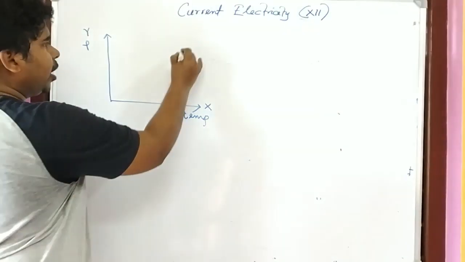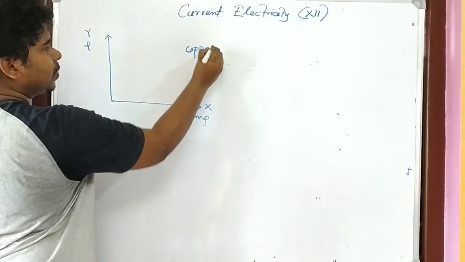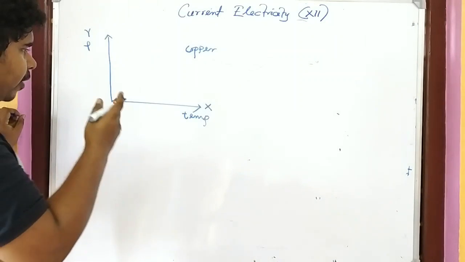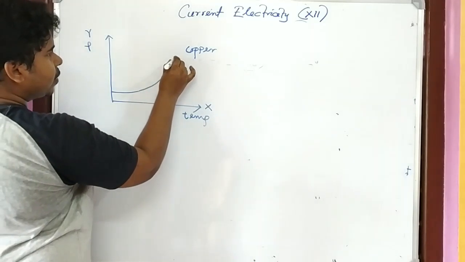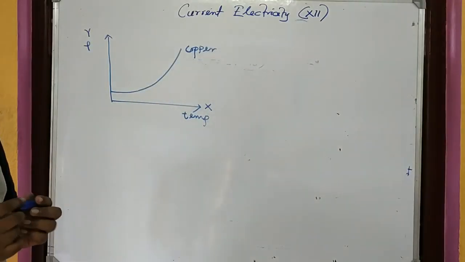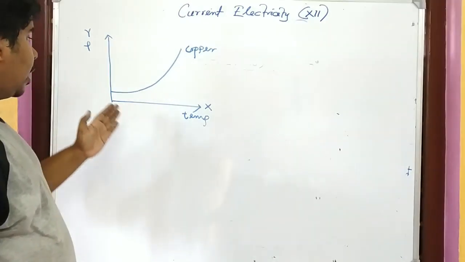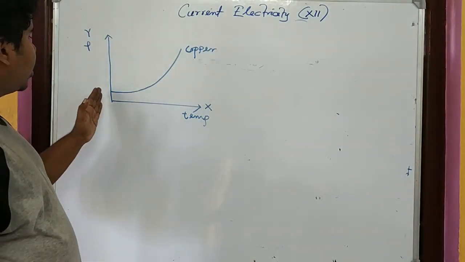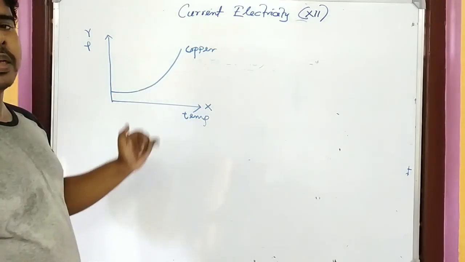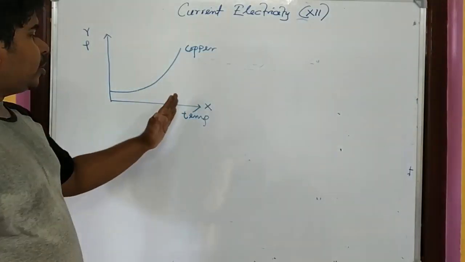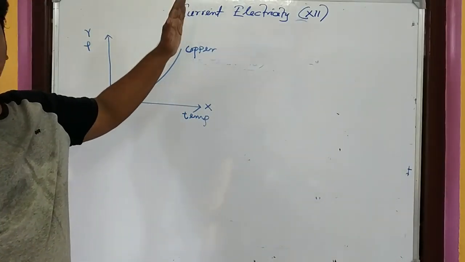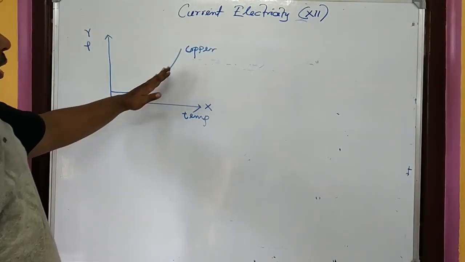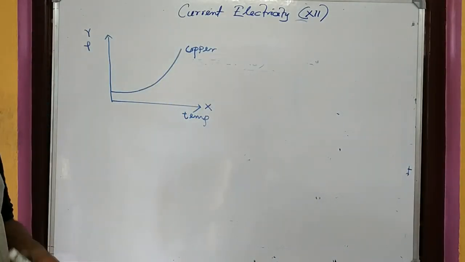Now if I am taking copper as a conductor, and I increase the temperature, the resistivity of the copper varies this way. What does it signify? Whenever you increase temperature, initially its resistivity increases linearly, but suddenly, with a very small change in temperature, the resistivity goes to a peak. So we can say the change in resistivity with temperature for a copper conductor is not linear.